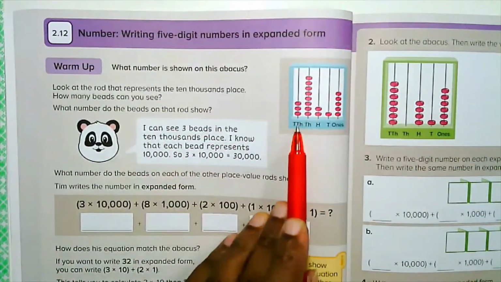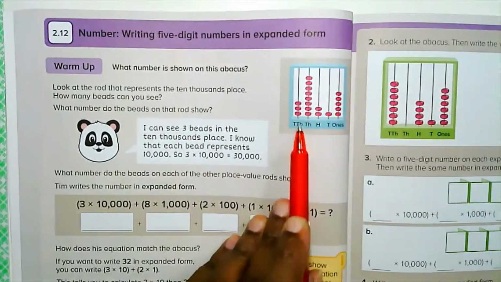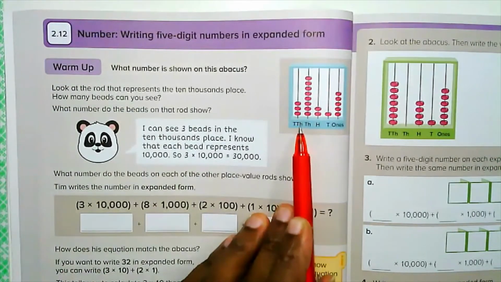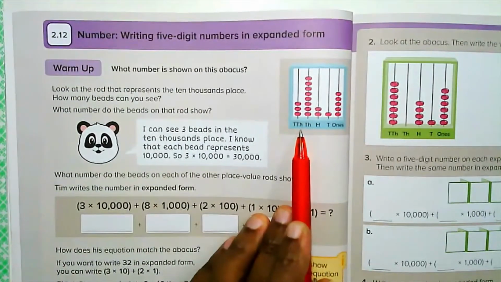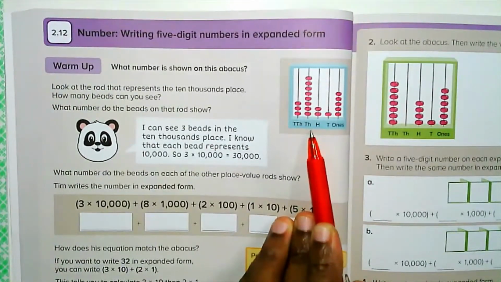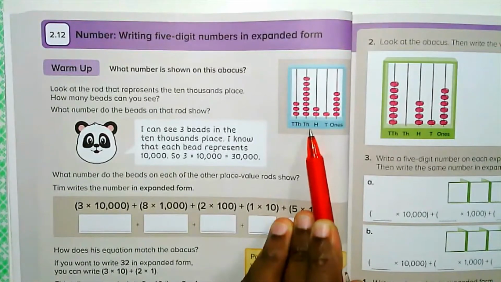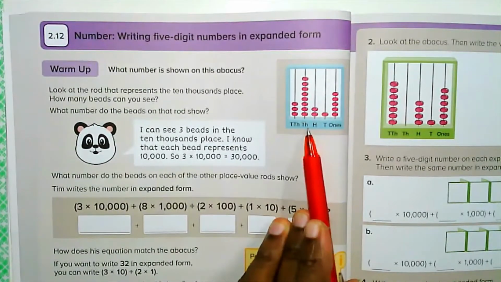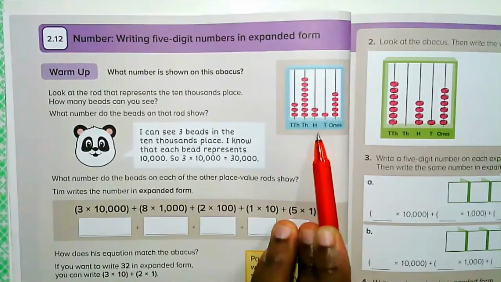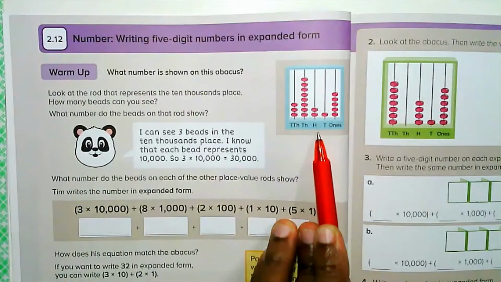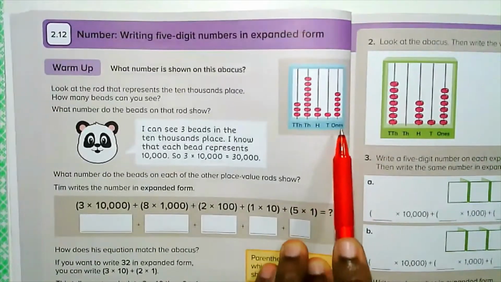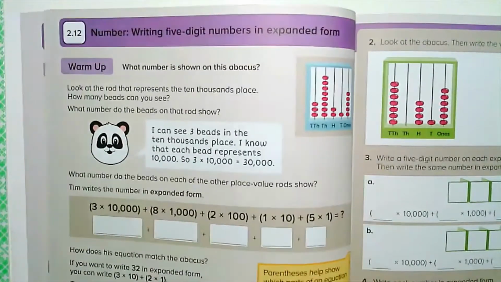So the 10,000 has 3 beads. That means it is 3 times 10,000, which is 30,000. The 1,000 has 8 beads, which is 8 times 1,000, which is 8,000. The 100 has 2 beads, which is 200. The tens has 1 bead, which is 10. And the ones has 5 beads, which is 5.